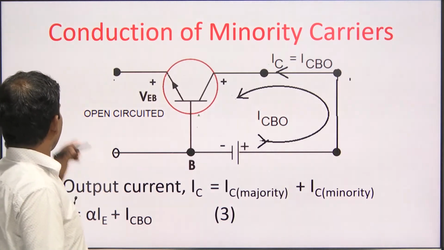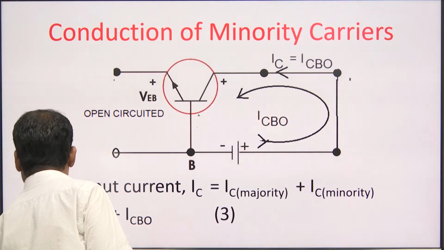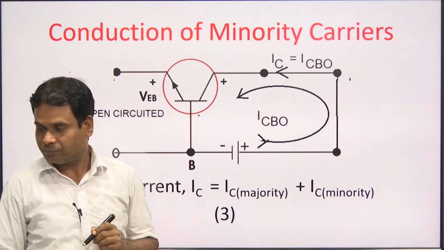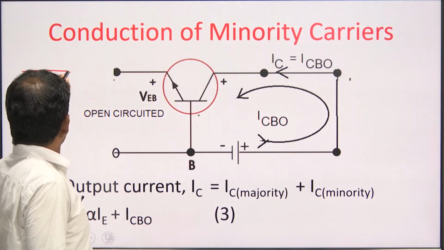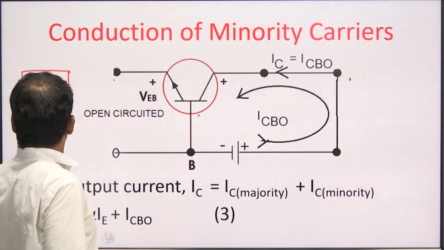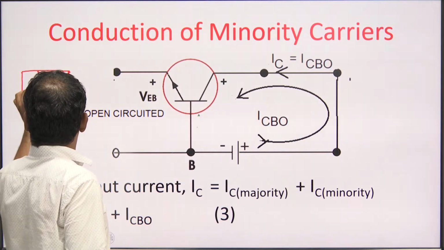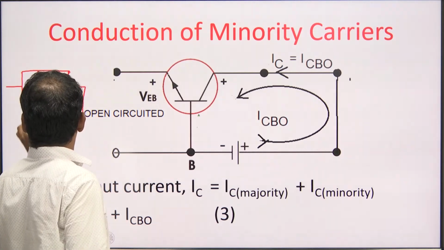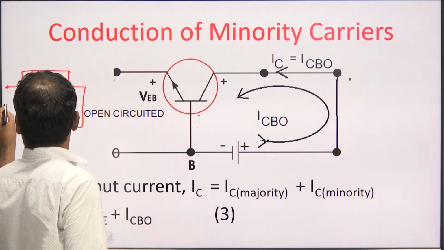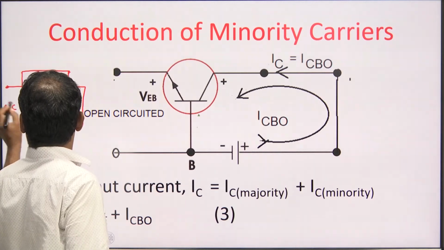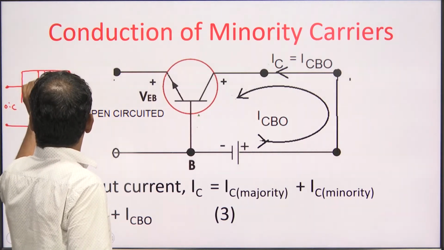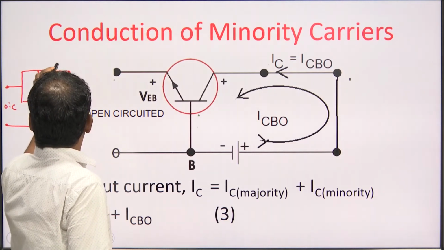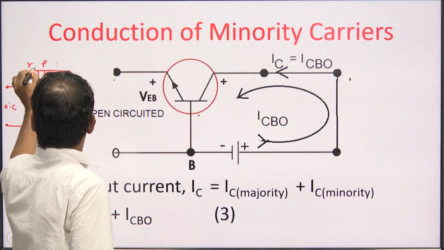Now, what will happen here? It is like this: if we design a circuit like this, this is the collector layer and this is the emitter layer, and the emitter is open circuited, OC, and the collector junction is reverse biased. Okay, guys. This is the N type, this is the P type, NPN.